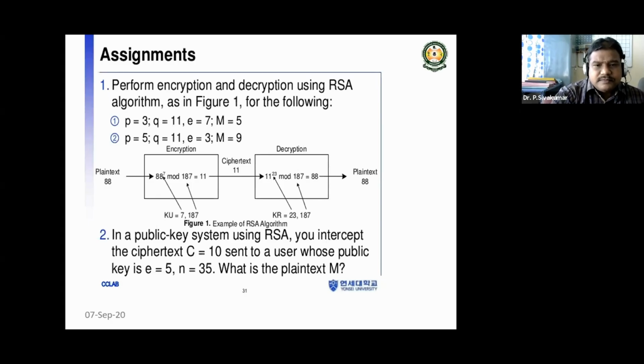So this is your public key cryptographic method, and one example of the RSA algorithm. Then, analysis of the RSA algorithm.